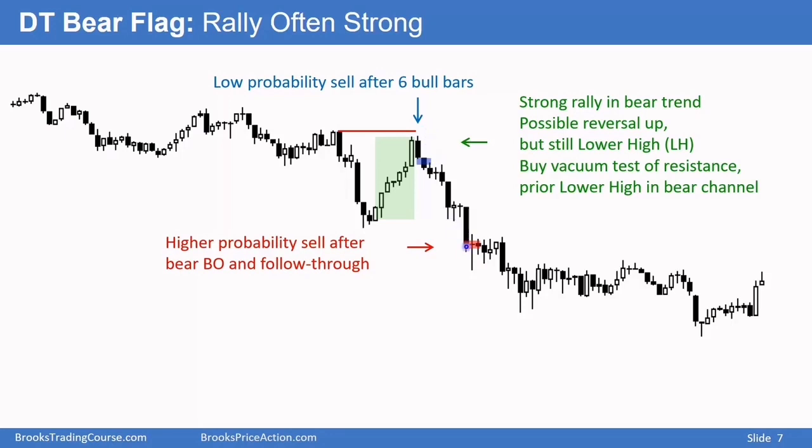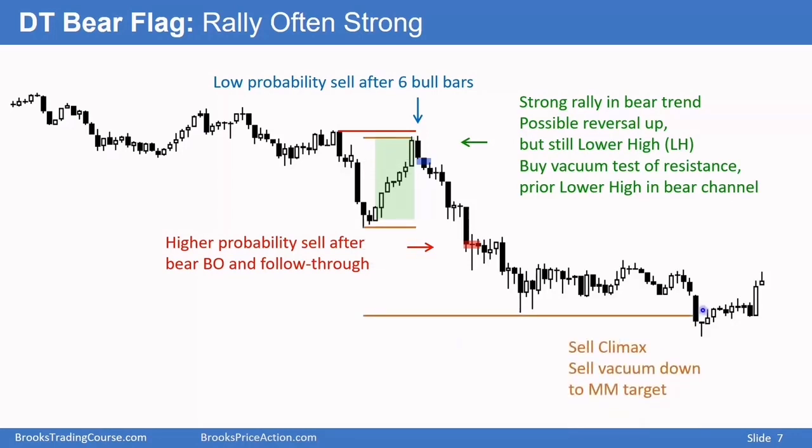stop is here. If you wait for a much higher probability short, your stop, maybe it's here, maybe it's here, maybe it's all the way up here. So your stop might be all the way up here. You're risking more, but you have a higher probability of a profit. That's a good trade-off. A sell climax down below the measured move.